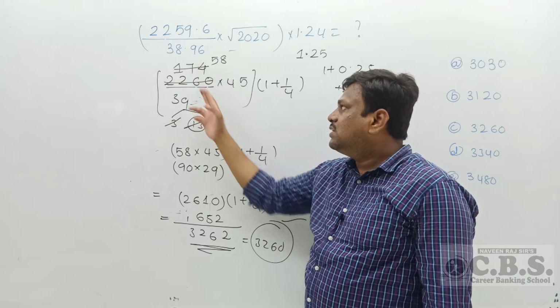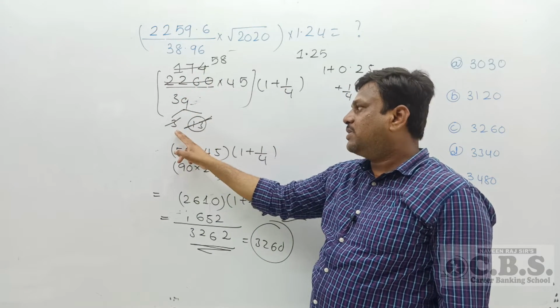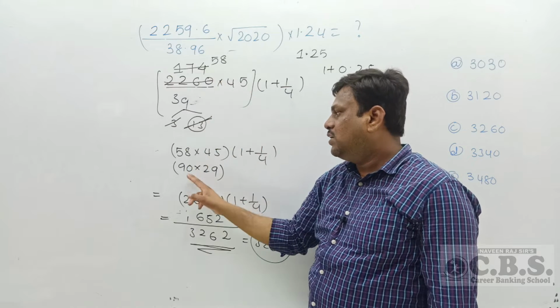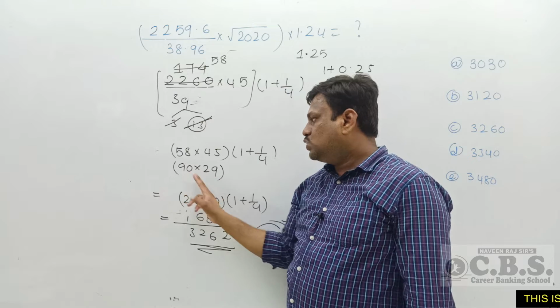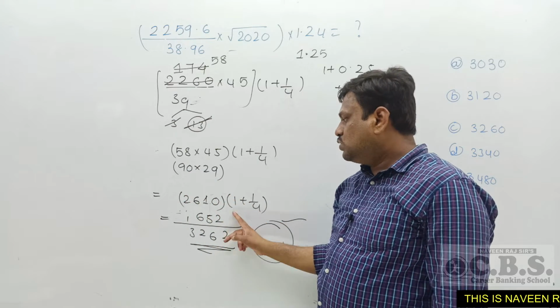When divided by 13, 13 ones are 13, 7 fours are 28, and next the prime factor is 3. It is 58 into 45. Double of 45 is 90, half of 58 is 29. So what is the multiplication? 2610.